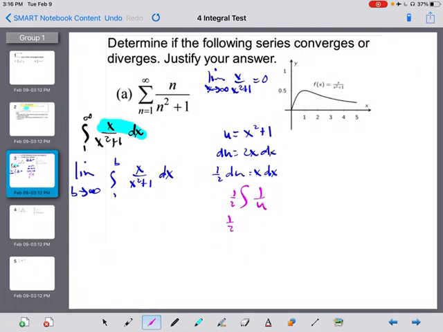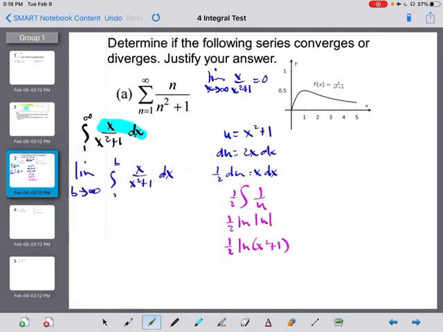And that is going to be times the natural log of the absolute value of u, and then I'm going to do 1/2 times the natural log of, and I don't need absolute value brackets on this one because it's just going to be x squared plus 1, so it'll always be positive. So I know that that is the integral of x over x squared plus 1.